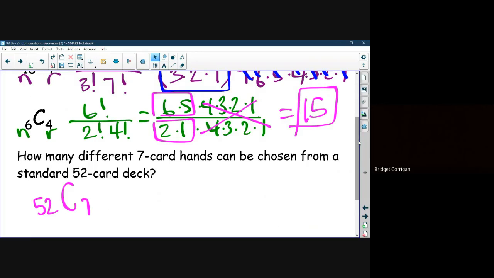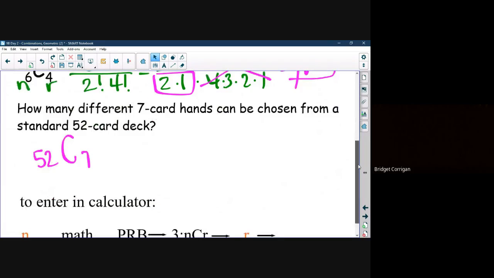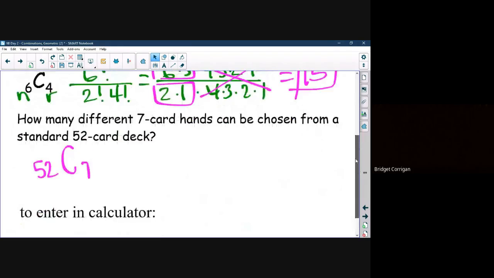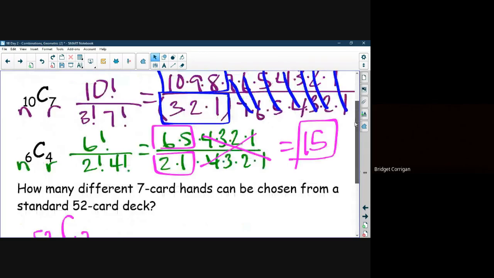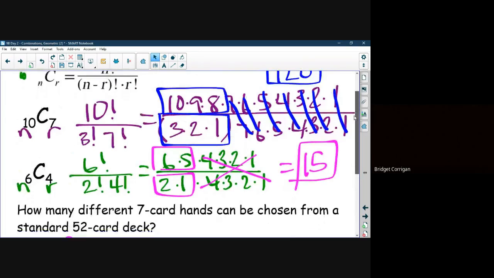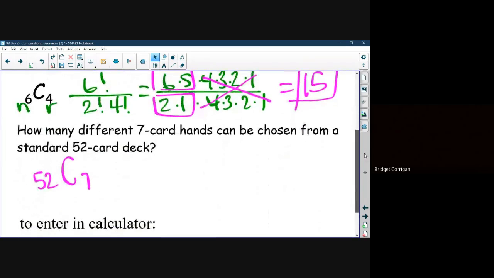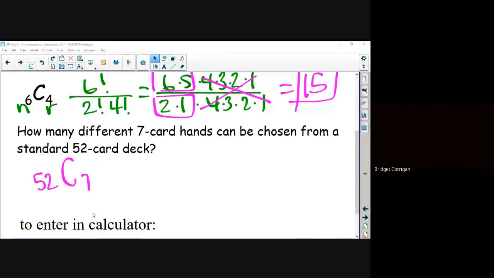So I'm going to show you how to do this in your calculator. But again, just know you're going to have to be able to show all these steps and use the formula and evaluate. But from here on out, you can use a calculator to enter in for combinations and permutations. Okay, so if you don't have a graphing calculator at home, you can Google TestNav calculator. I'll share this tab with you for a second so I can show you what it looks like.